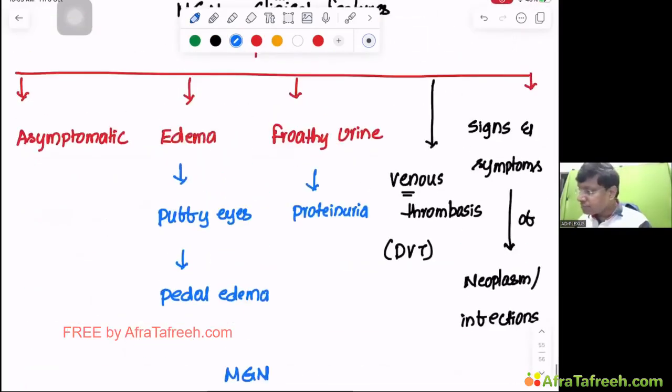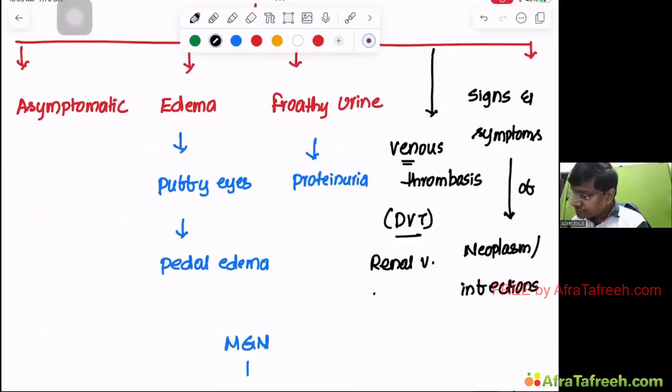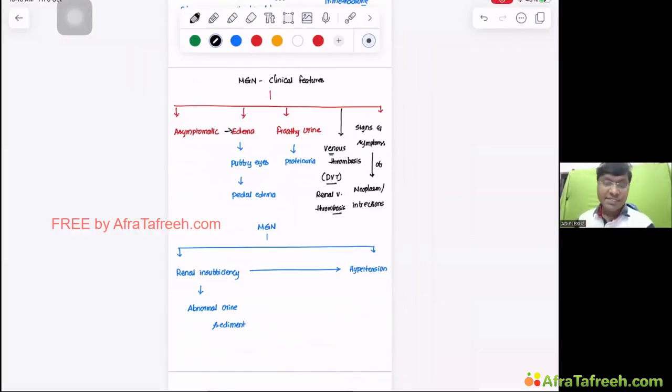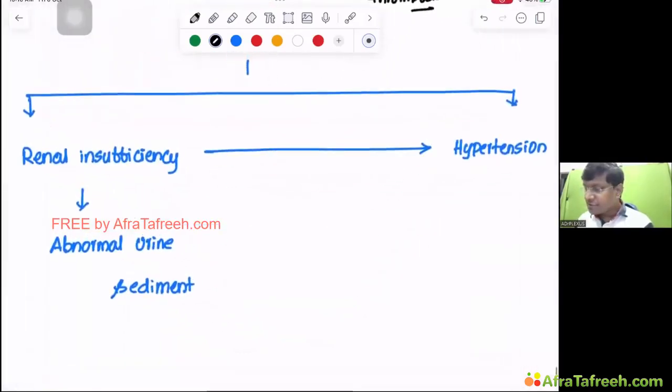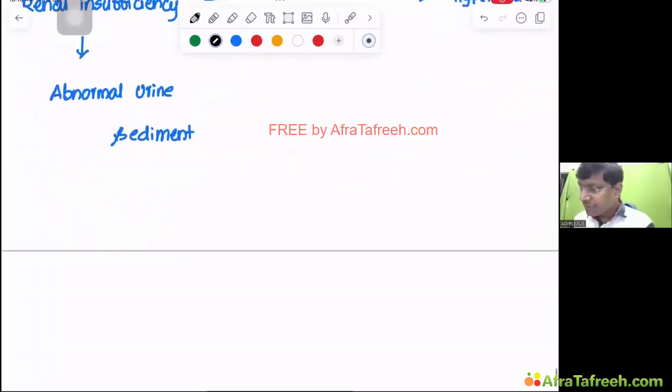And this thrombosis is not seen only in the deep vein. There can also be renal vein thrombosis. And in fact, the most common cause of renal vein thrombosis is membranous glomerulonephritis itself. So this is about the clinical features. Asymptomatic, or they may have edema, frothy urine, thrombosis, signs and symptoms suggestive of secondary membranous glomerulonephritis. There can be renal insufficiency, and because of renal insufficiency, there will be fluid overload causing hypertension. Coming to the workup.